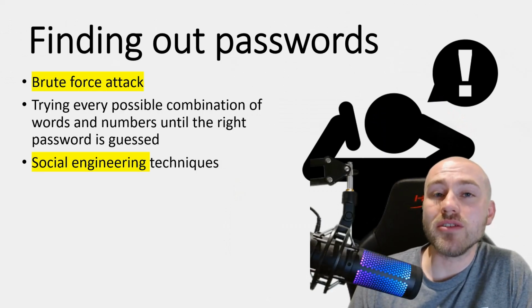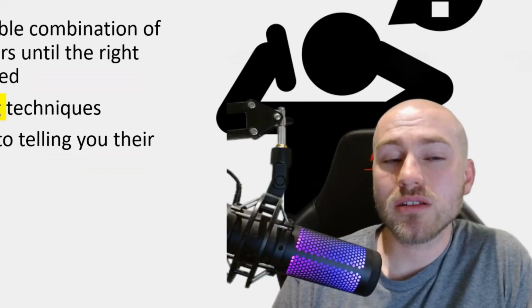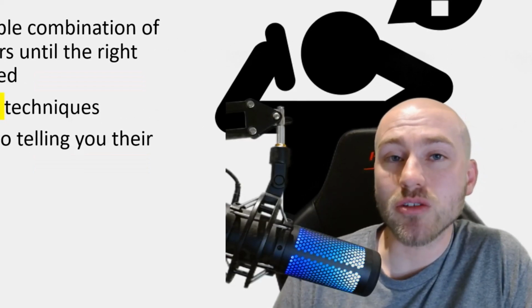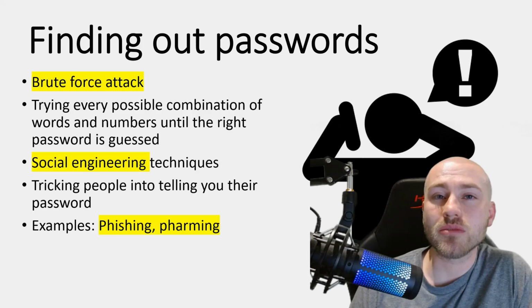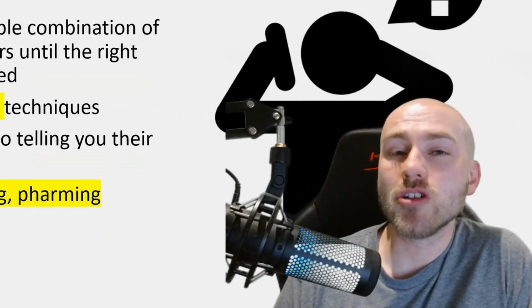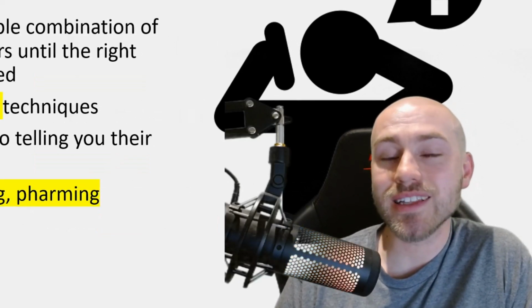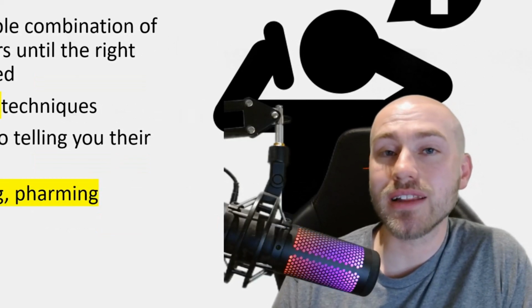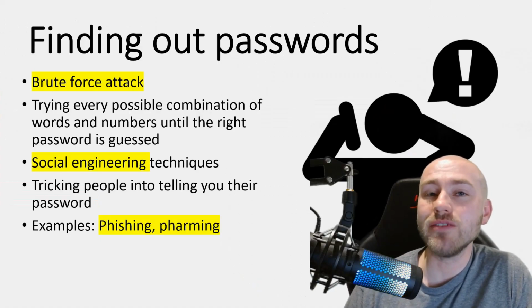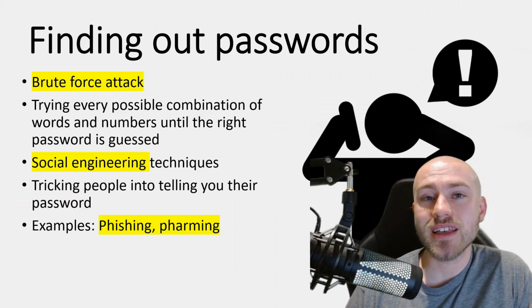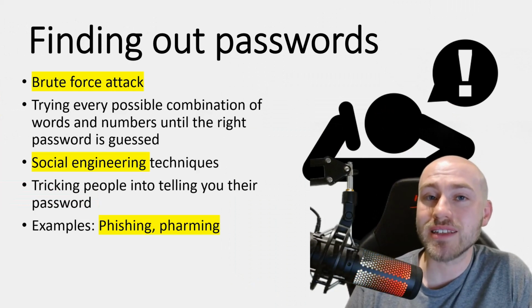Another method is by using social engineering techniques. Social engineering is where you trick someone into giving away their confidential information. A common example is something called phishing. Someone might open a malicious email which contains a link, and when they click on that link, because they've been tricked into clicking on it, it will take them to a very believable website where they might enter their details and it will go back to the attacker.